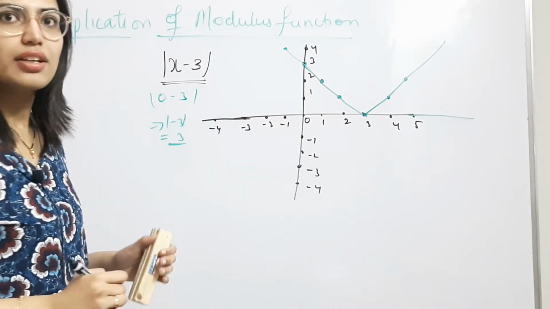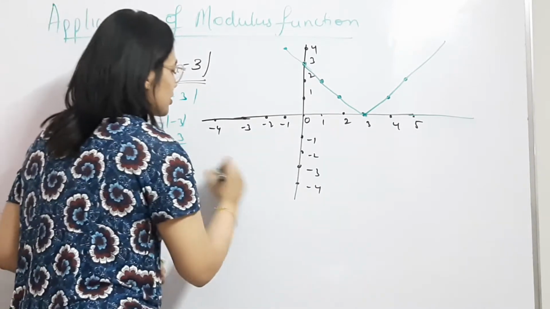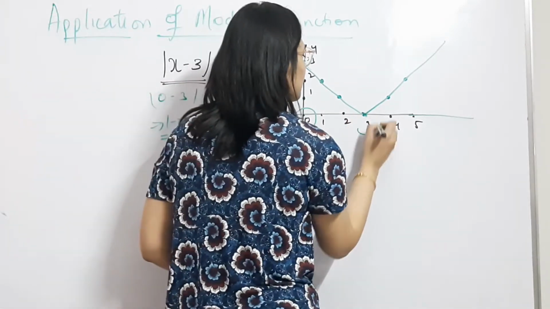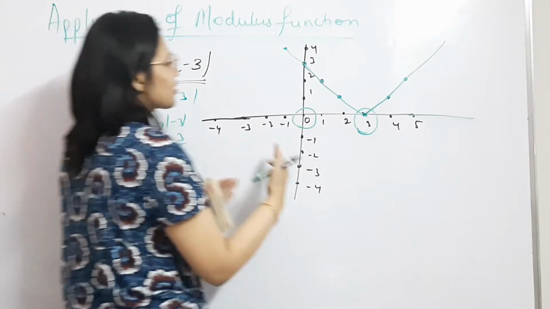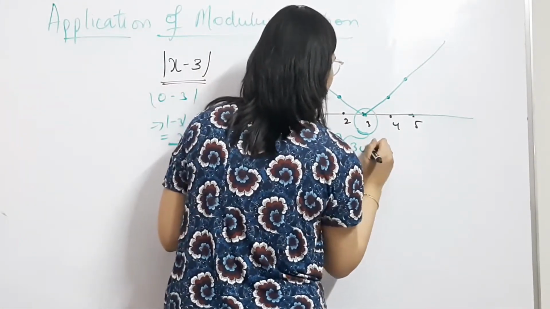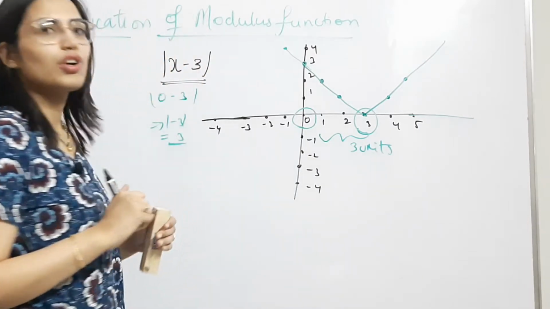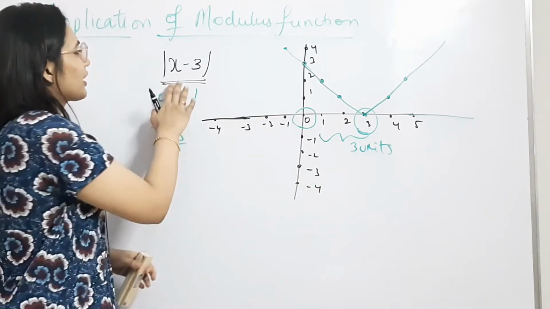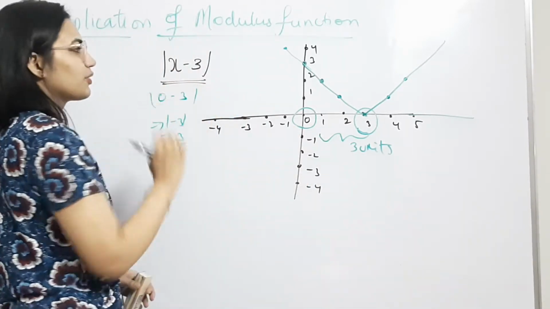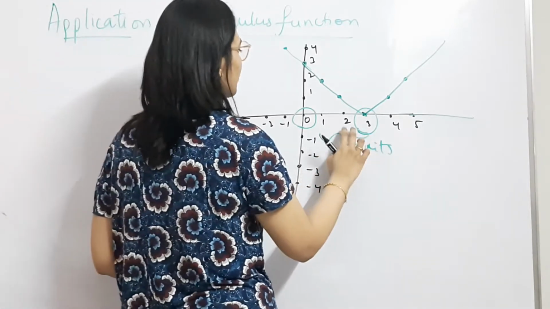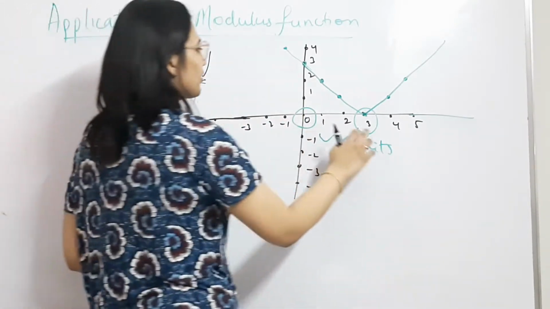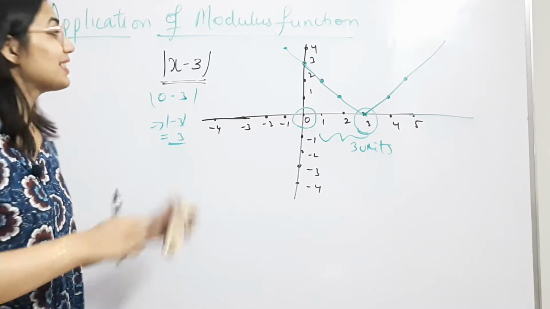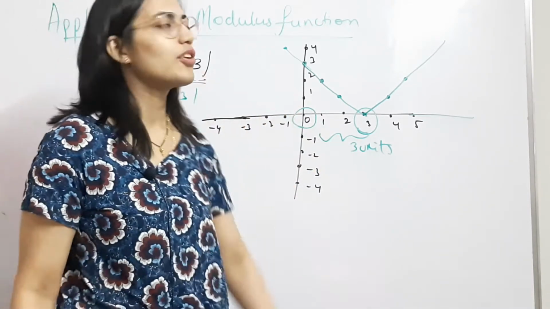So what are you seeing here? You know for a fact that the turning point of the mod x graph is at 0, but here the turning point of the mod x minus 3 graph is at 3. That means this graph has shifted right by 3 units. So now, if you want to calculate the distance from 0 to 3, we get 3 units. From 1 to 3, you get 2 units. From 2 to 3, 2 minus 3, you get 1 unit. From 3 to 3, there is no distance, 0 units, and so on. This is how you represent the graph of mod x minus 3.